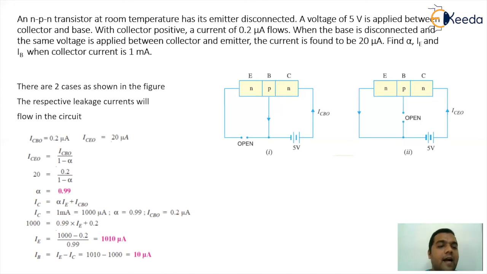Then I will take IC as alpha times IE plus ICBO. I'm putting the value of IC as 1 milliampere, alpha value as 0.99, ICBO value as 0.2 microampere. We get the value of IE. Once you get the value of IE, you take the difference of IE and IC, and we get IB as 10 microampere. So this is how you find alpha, IE and IB.